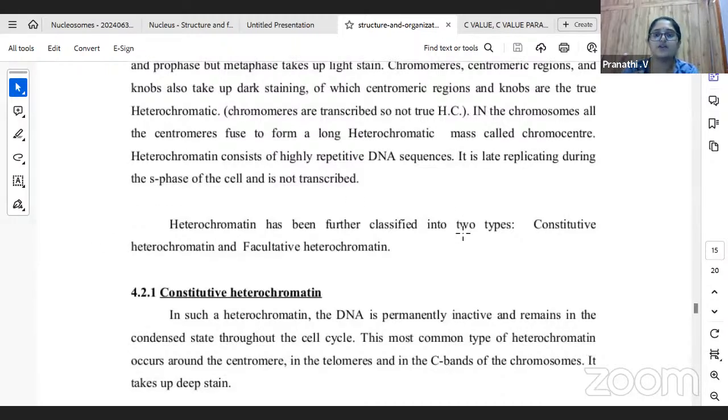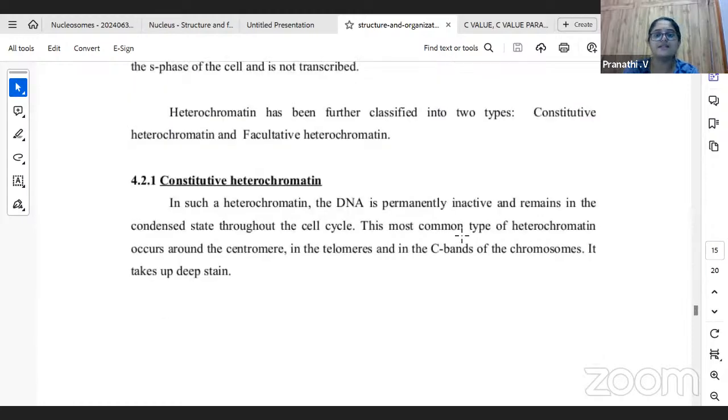Again, heterochromatin is of two types: constitutive heterochromatin and facultative heterochromatin. In constitutive heterochromatin, it is permanently inactive. It is going to be in a condensed state throughout the cell cycle. We know that the cell cycle has a G1, S, and G2 phase, and of course you have a G0 phase as well. Anyway, throughout the cell cycle, it is going to be inactive. And the most common type of this heterochromatin is near the centromere, in the telomeres and in the C bands of the chromosome. So they are going to be in a darker state.